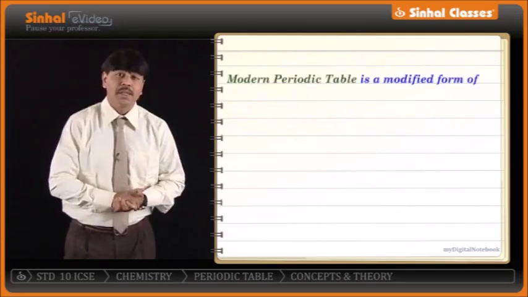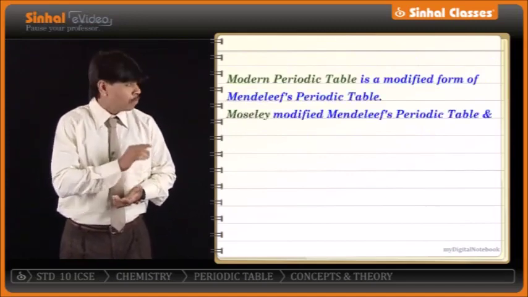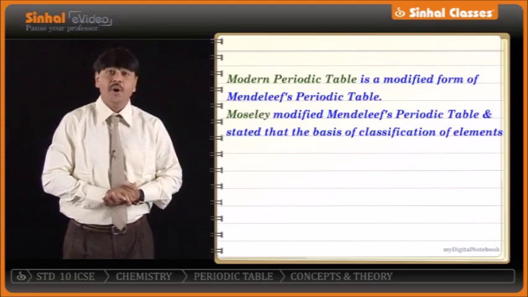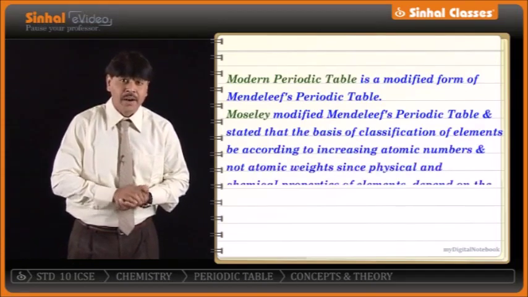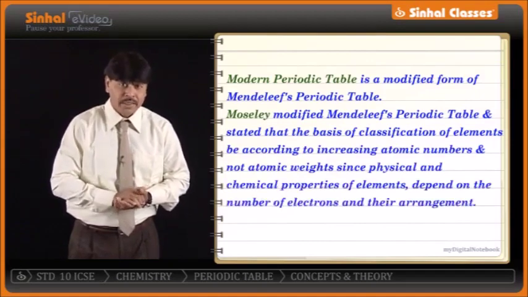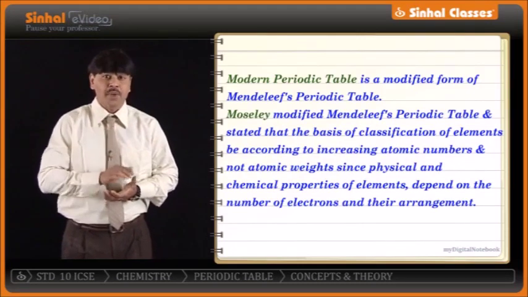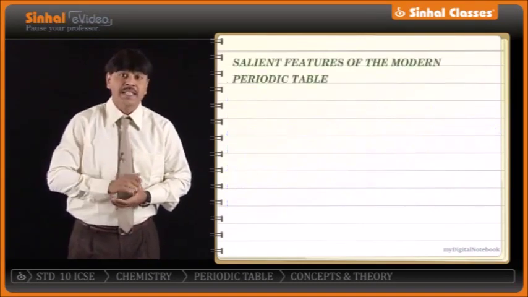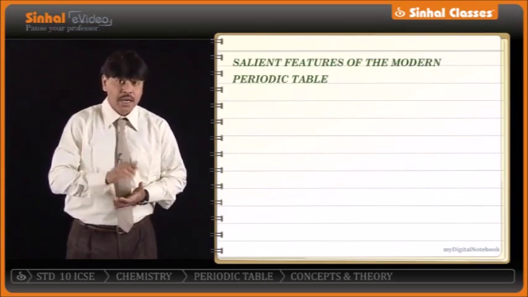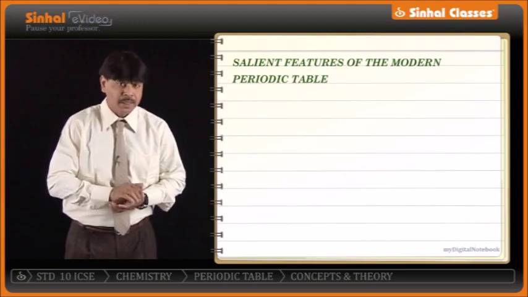Modern periodic table is the modified form of Mendeleev periodic table. Moseley stated that atomic number is the basis of arrangement of the elements rather than atomic weight, which was given by Mendeleev. Now his modern periodic table has certain special features, which we call salient features. Let's see what are the salient features of the modern periodic table.